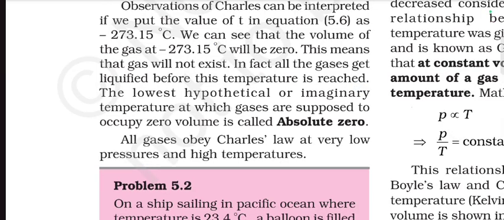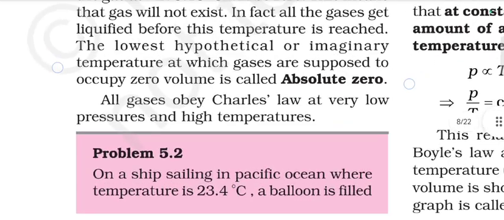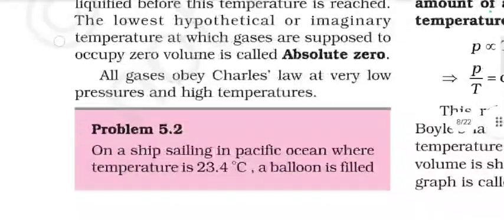The lowest hypothetical or imaginary temperature at which gases are supposed to occupy zero volume is called absolute zero. All gases obey Charles' law at very low pressures and high temperatures.